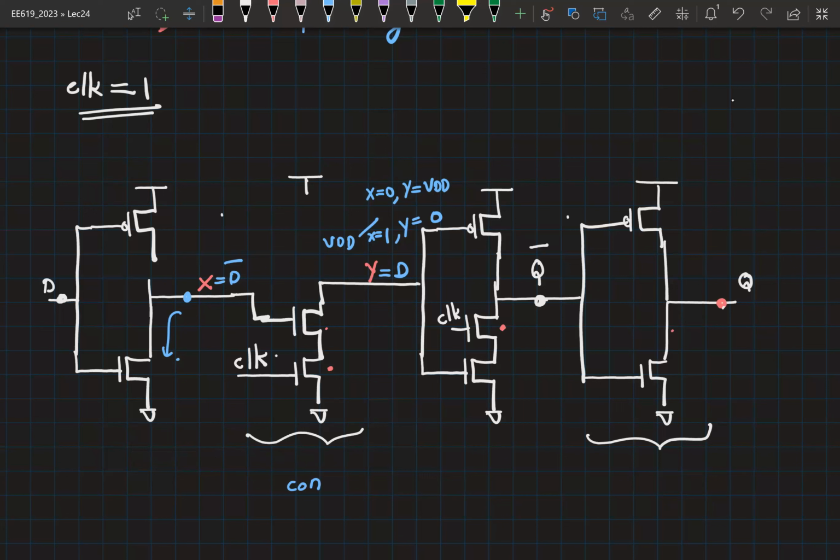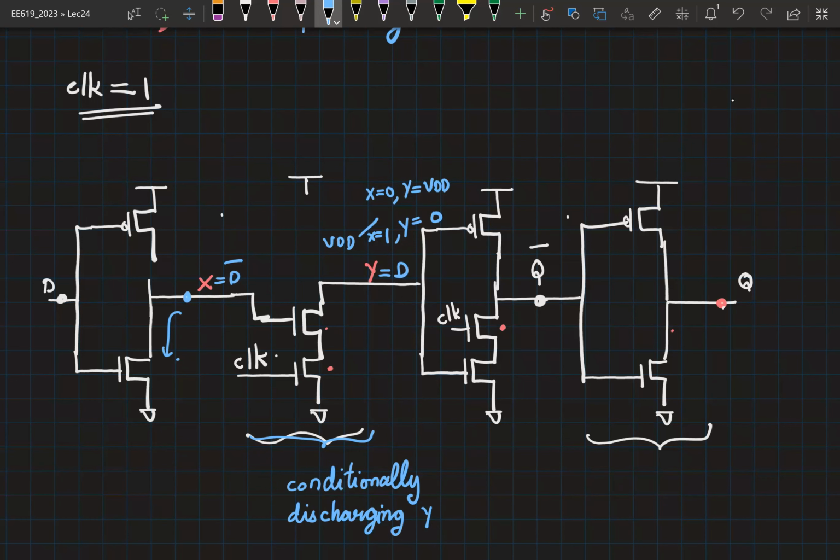Okay. So what is happening is this stage is conditionally discharging. The second stage is conditionally discharging Y. This is the same concept we saw in a dynamic combinational circuit. So you have pre-charged Y to VDD, and then depending on the input, you either hold the same value or you discharge it. So during the evaluate phase, this is now implementing an inverter.